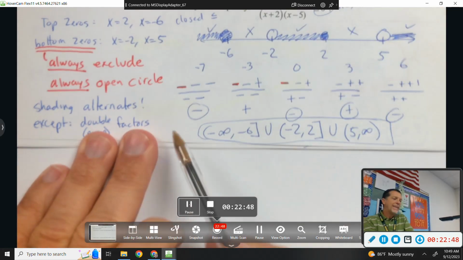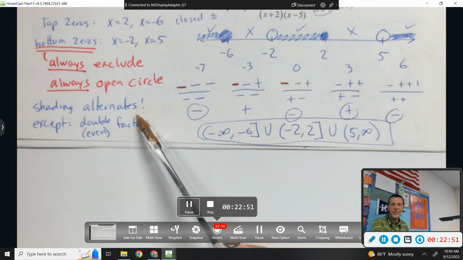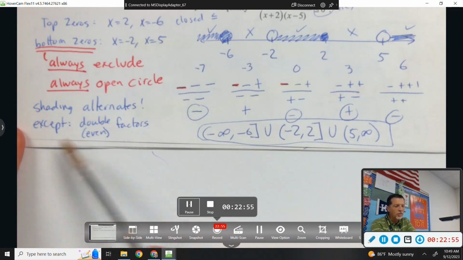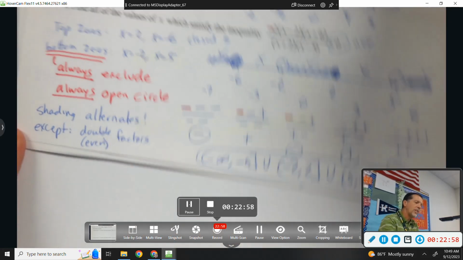Now, you can avoid the alternating thing altogether if you just check every single interval every single time. But for most people, it's worth it to remember the alternating rule to save you the time.